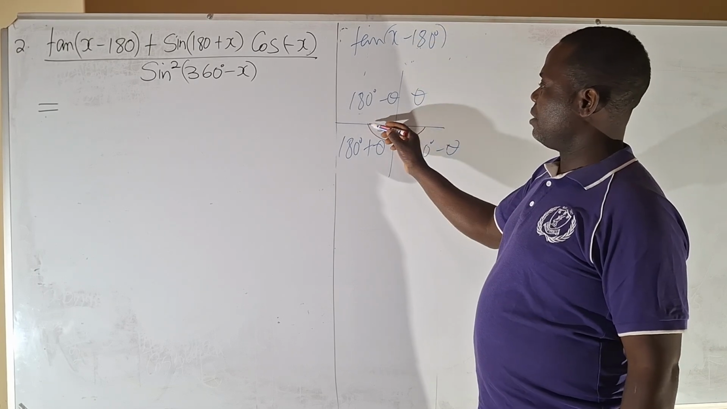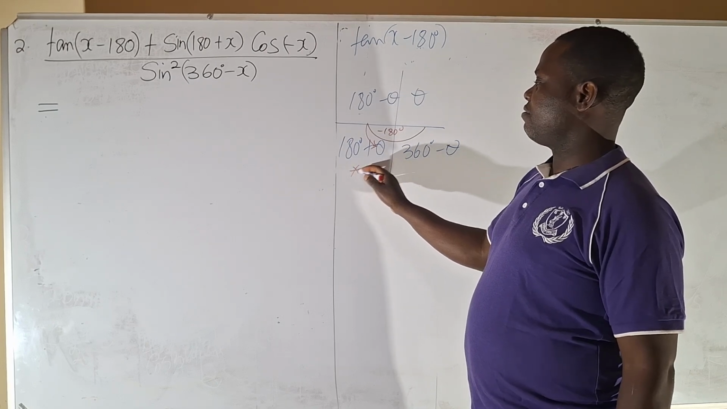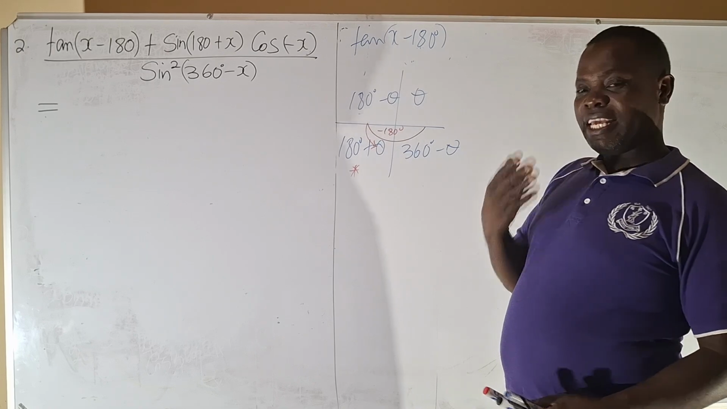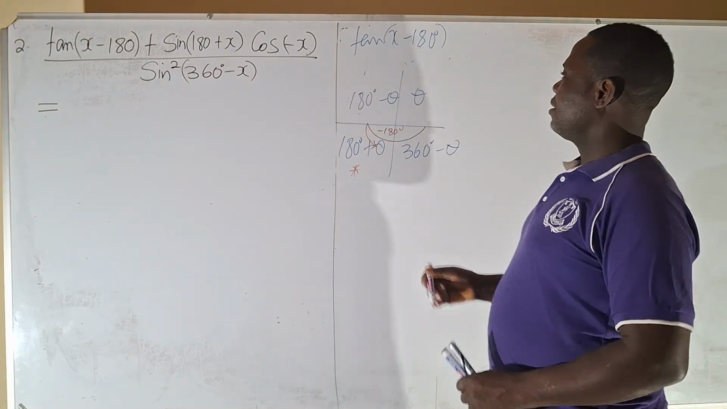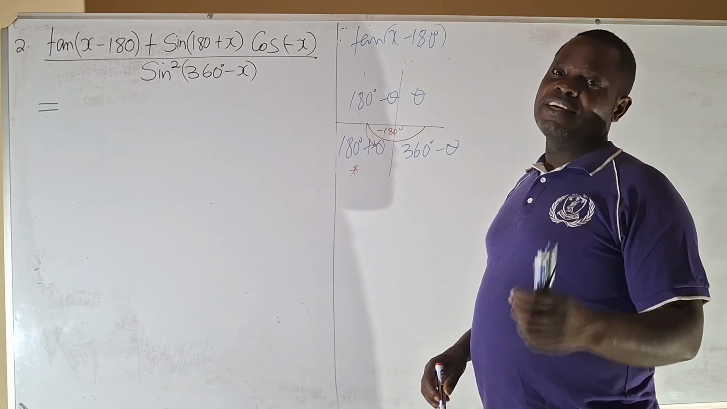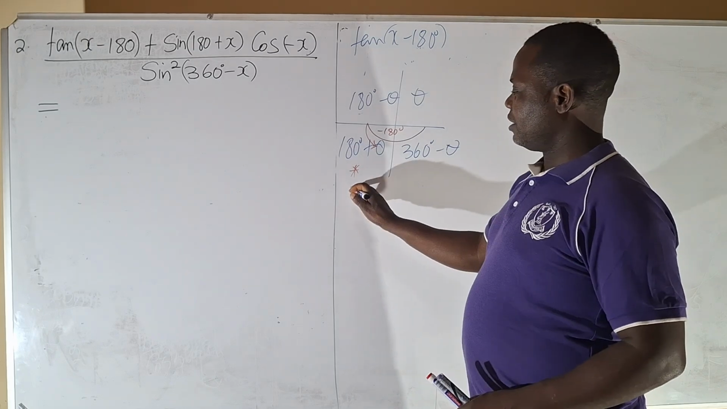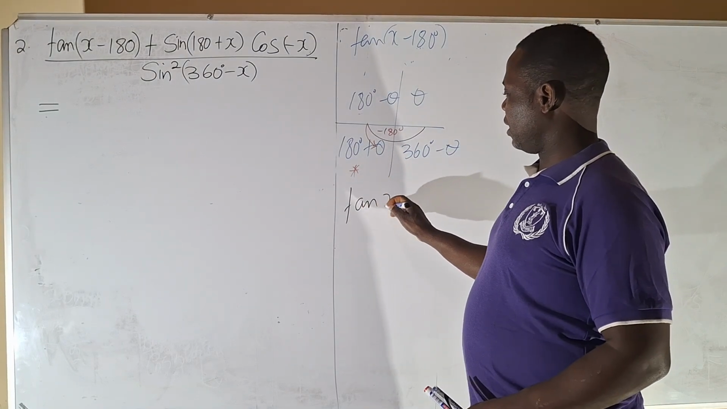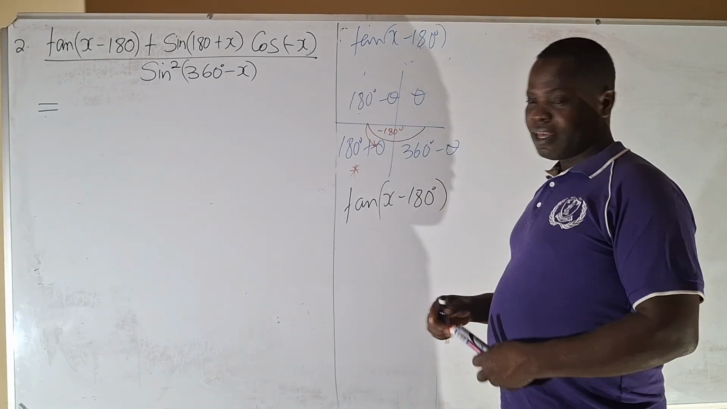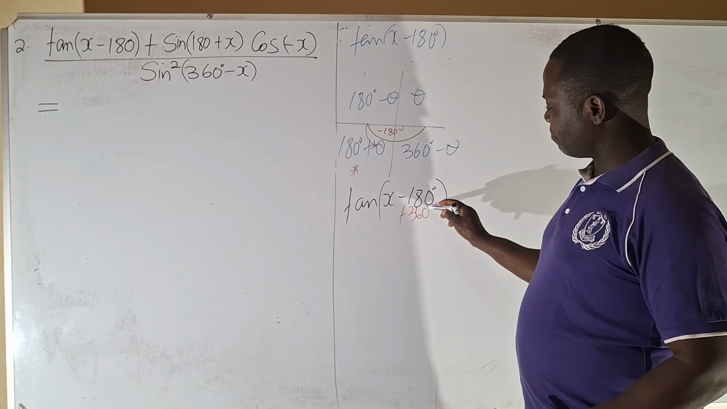Then x means plus x in that direction. So the angle is found in the third quadrant. But the easier way to do it is to add 360 degrees to your angle. So which means the tan of x minus 180 degrees, add plus 360 degrees here.